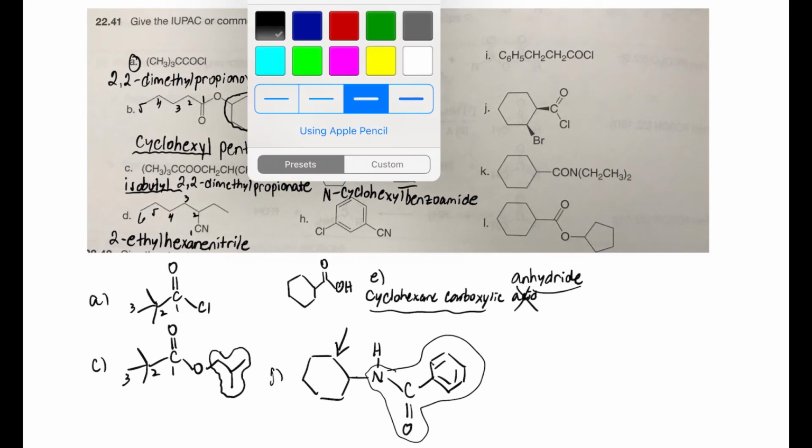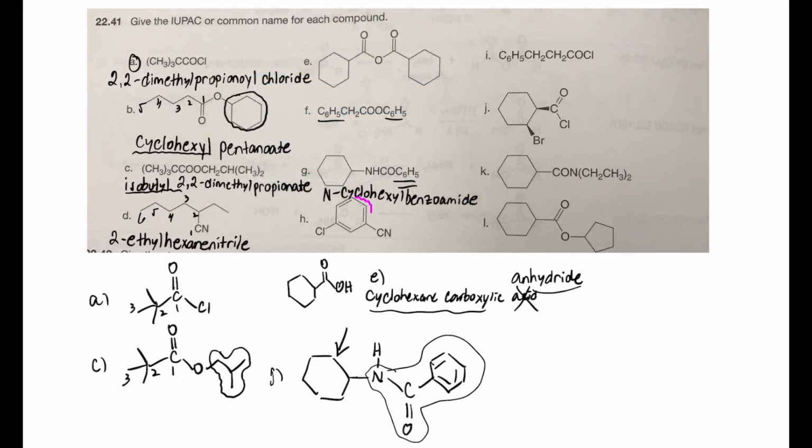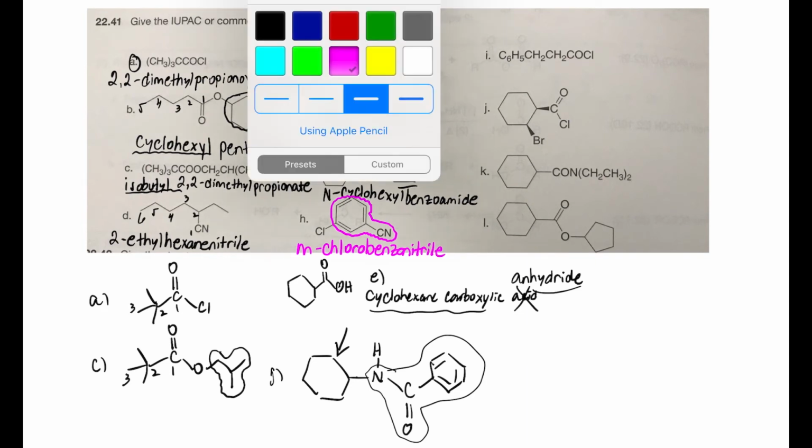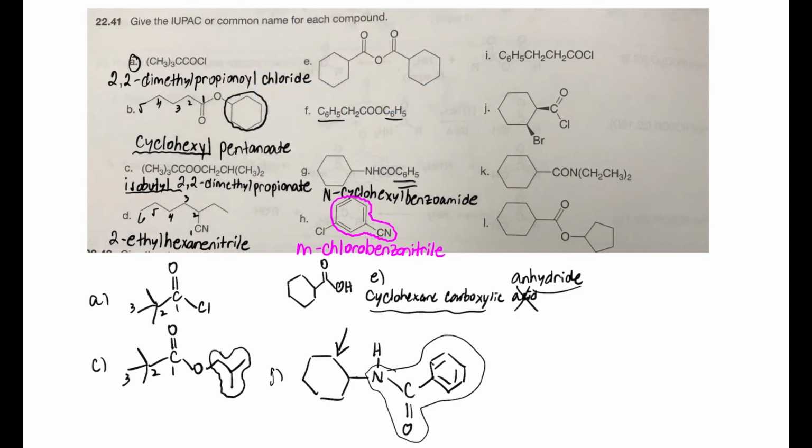For molecule H, this guy here is called benzonitrile, okay? You'll need to memorize that, and it's a meta-substituted. So meta-chlorobenzonitrile. Okay. In this molecule, we've got a phenyl, a CH2, CH2. Oh, it's an acid chloride, okay?